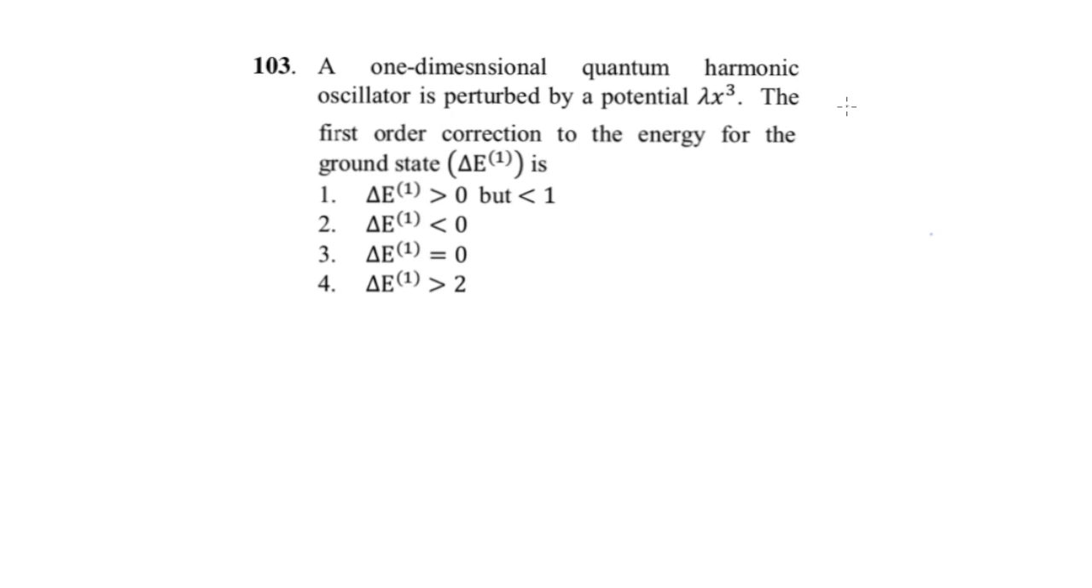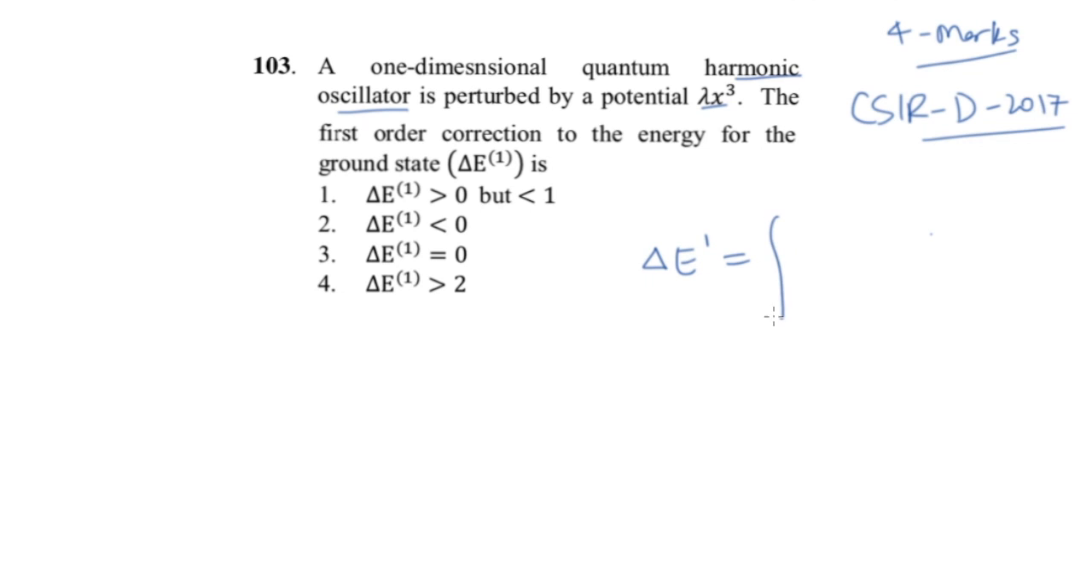Right, so let's talk about this particular question. It was asked in CSIR December 2017, for 4 marks. Let's try to solve it. The question says that for a one dimensional quantum harmonic oscillator perturbed by a potential of lambda x cube, the first order correction of the energy for the ground state is, so they are asking you the value of delta E1, the first order energy correction, and you all know the formula.